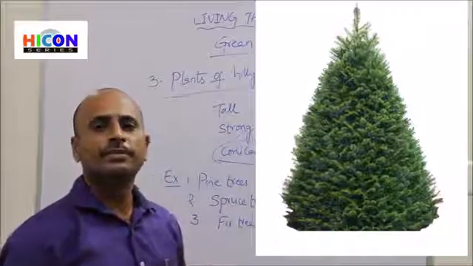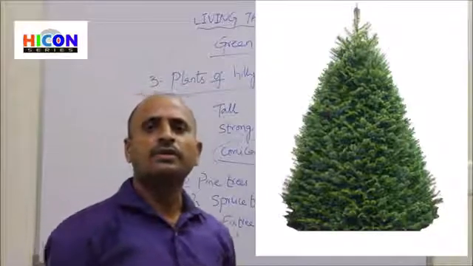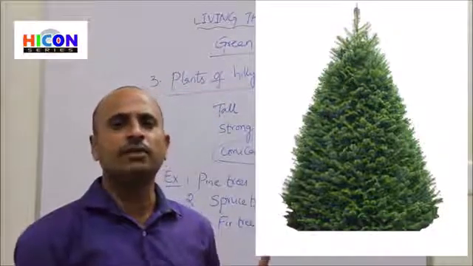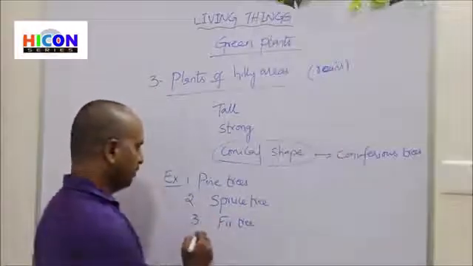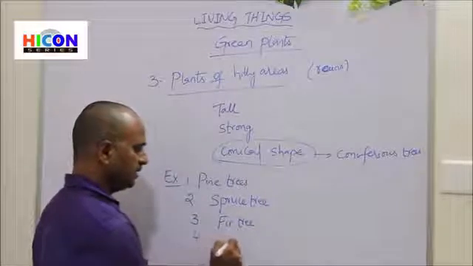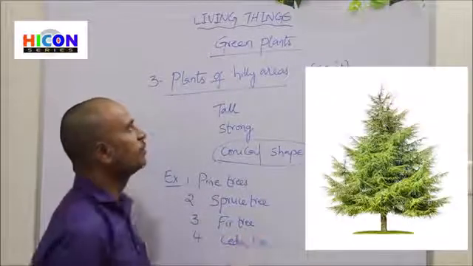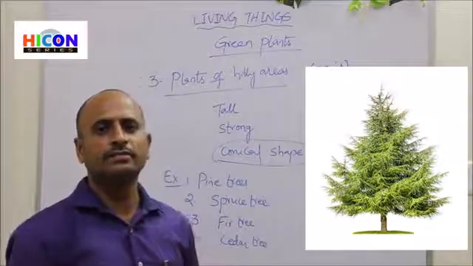In the picture, you are observing a fir tree. The picture is showing a fir tree. It is also in the shape of a cone. And the fourth example is cedar. Cedar tree. It is also an example for plants which are grown in hill areas.